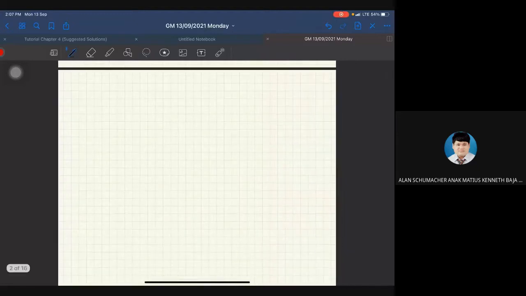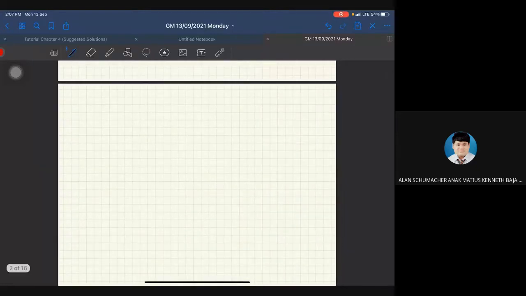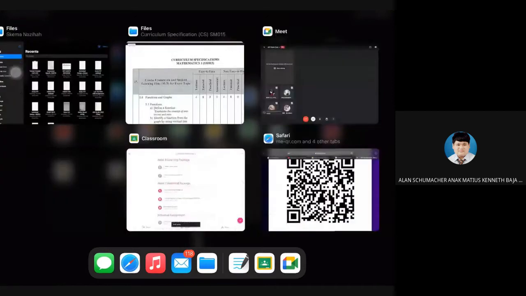4.4. Apa yang awak dah belajar dekat 4.4? Kejap. Saya rasa kena padam sekejap.